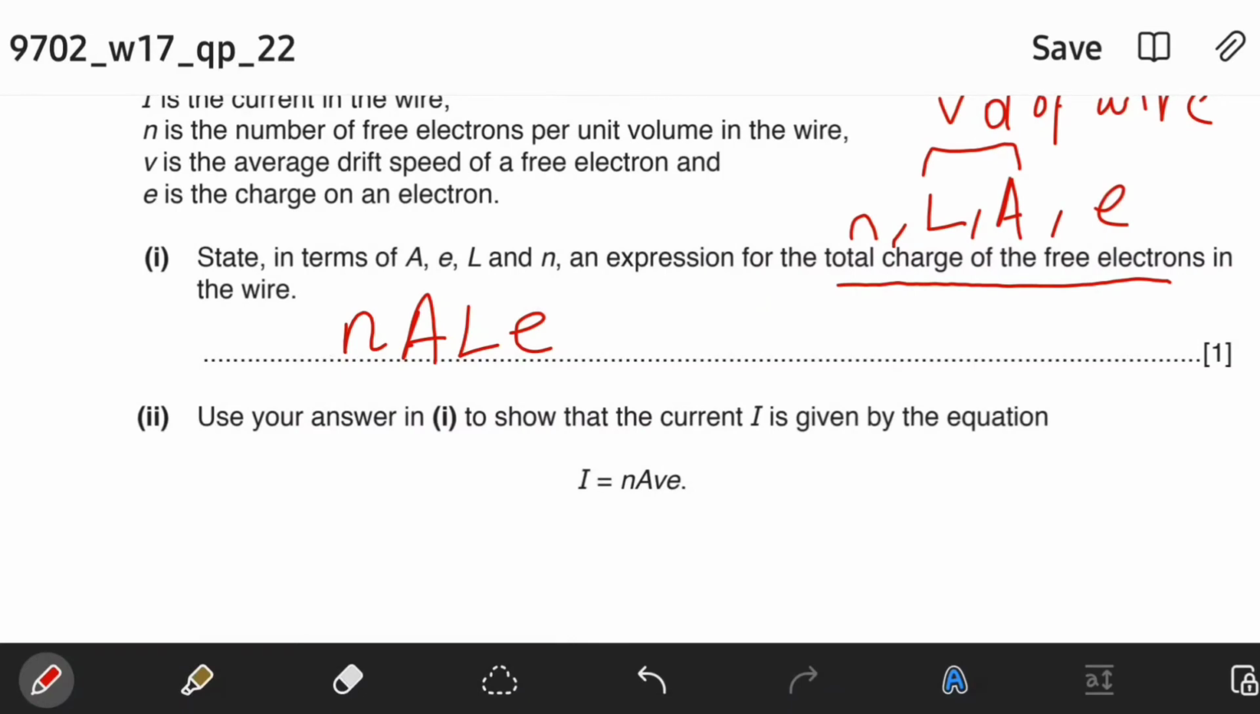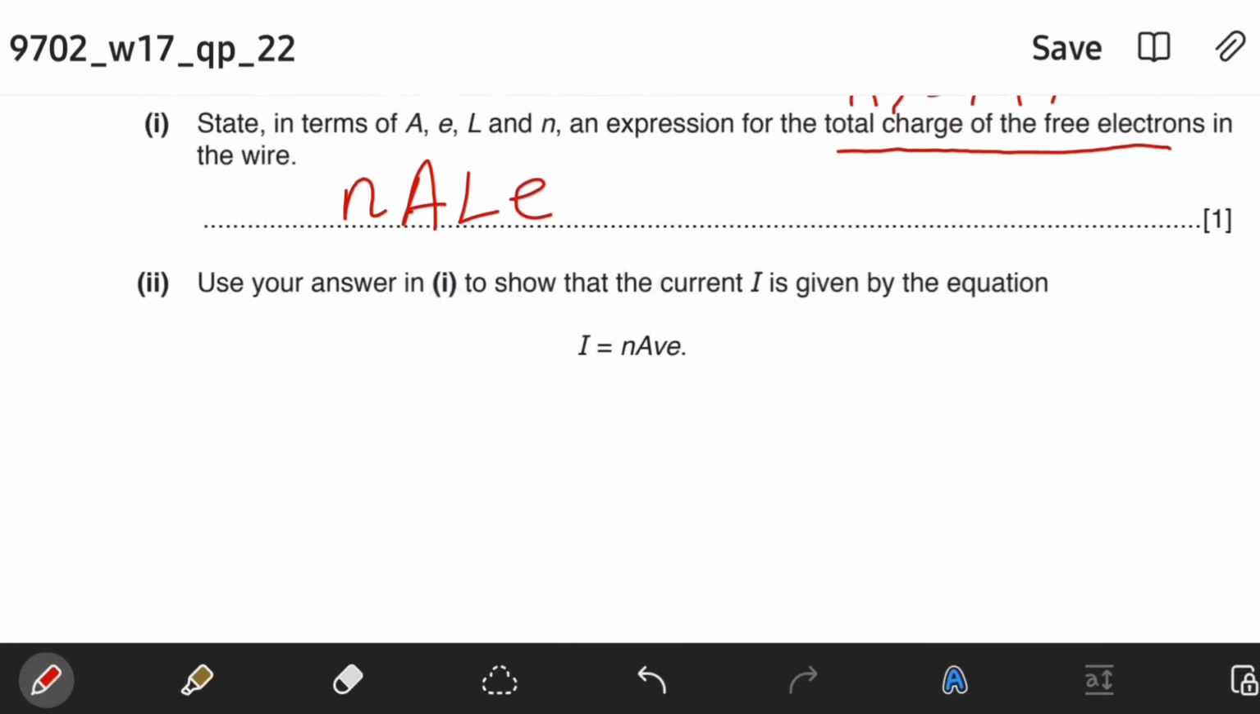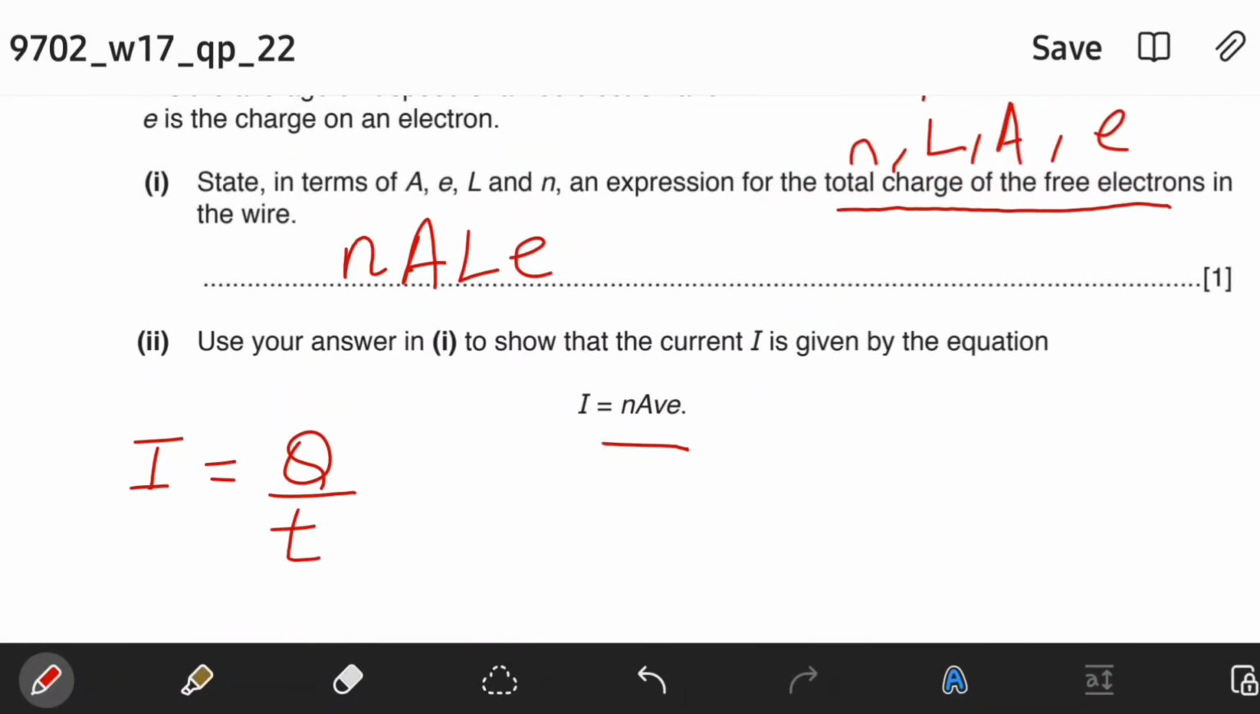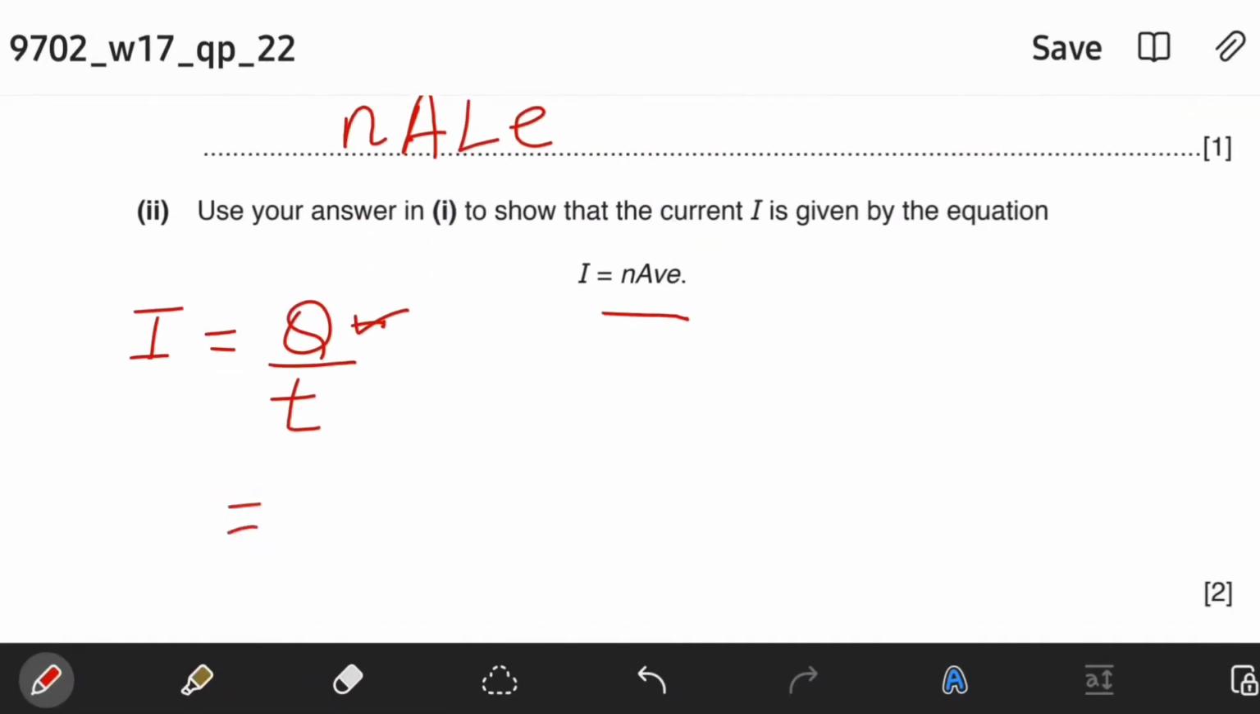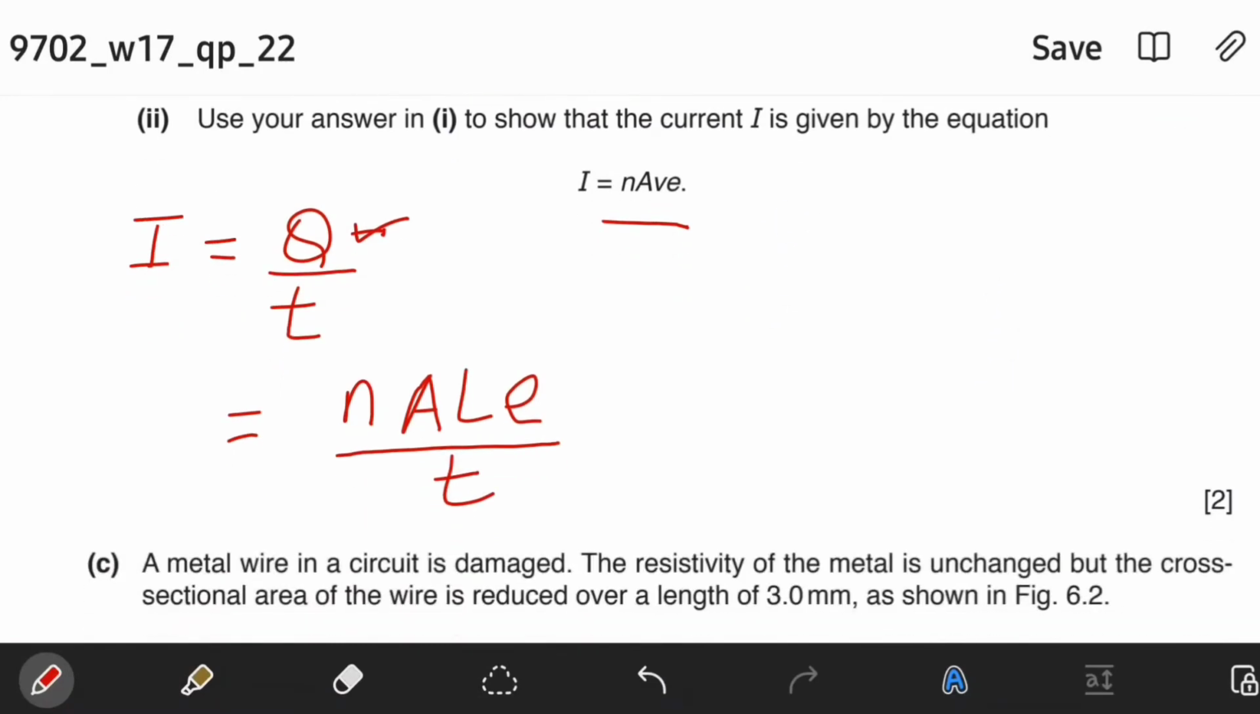Use your answer in one to show that current I is given by this equation. So you need to derive this equation. How you can do that is, firstly, we know that current is equal to charge upon time, right? So using this, we know that this total charge is this, right? So this becomes n, A, L, e upon time: number, cross-sectional area, length, charge on a single electron, upon time. Now, let's compare this equation to this. What do we need to have or remove in order to get this one here?